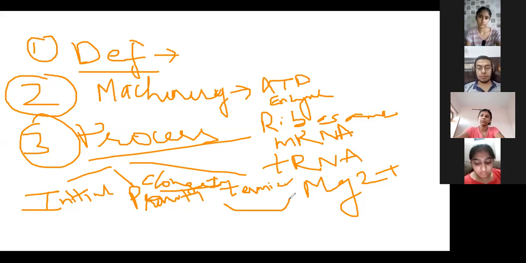So this question may come in 5 marks. Then the diagrams, definition, machinery, process in proper steps with headings, it is mandatory to explain. Or it can come in chunks.